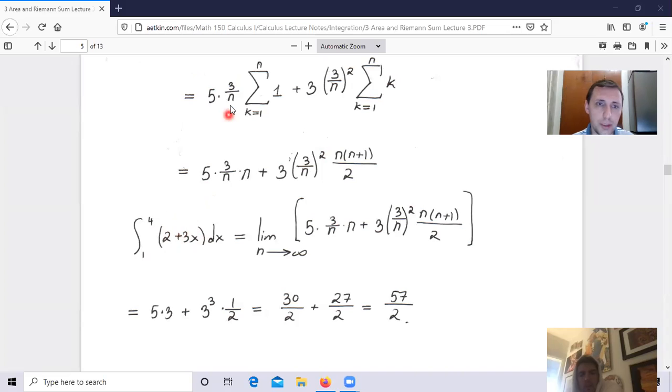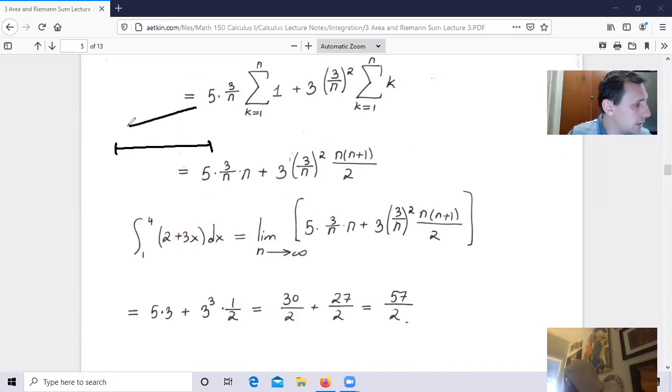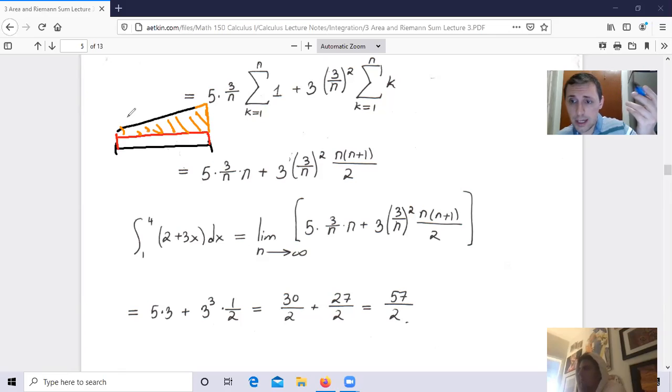So if I'm integrating 2 plus 3x, what am I more or less observing? I'm observing something like this. When I'm integrating a line, in general, I'm observing this. So that can always be solved geometrically as some rectangle plus some triangle. You see it? So I have the triangle area on top of a rectangle area. So if I'm integrating below a line, it's always easy to solve it geometrically.